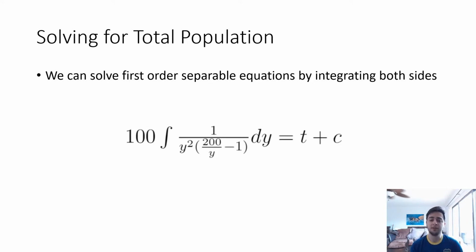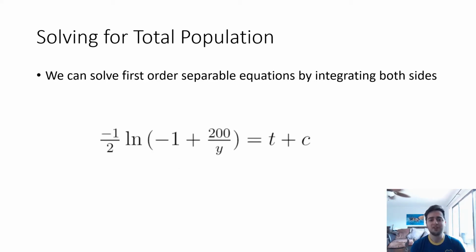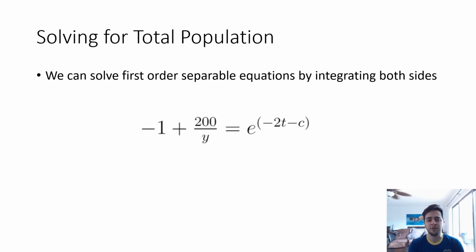So here we can use u substitution. And an obvious candidate for u would be 200 over y minus 1. Here is how we transform our integral using u substitution. After actually solving the integral on the left-hand side, our objective should now be to start solving for y. So here we're going to multiply by -2 on both sides. To finish solving, we will have e raised to both sides of the equation. And now we will use basic algebra to solve for y.